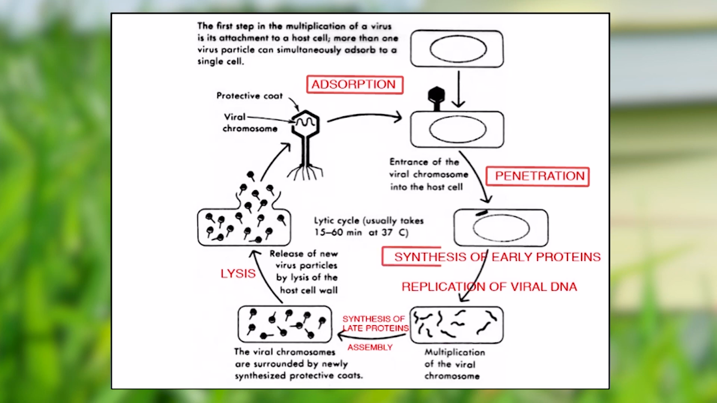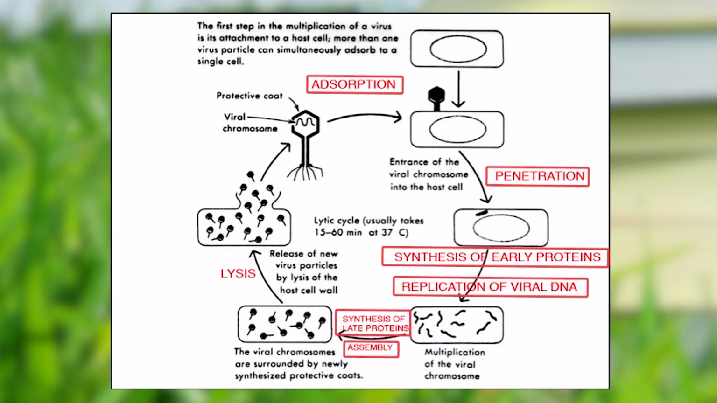Then there occurs the synthesis of early proteins that are required for viral replication. Then occurs the replication of viral DNA, synthesis of late proteins, and the viral genome is packaged into the phage head, and all the progeny virions lyse the cell and get out of the host cell. So this is in totality the lytic mode of replication.